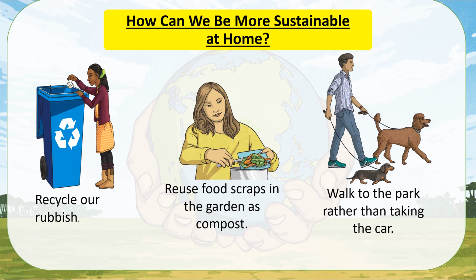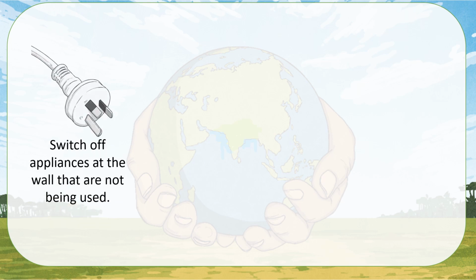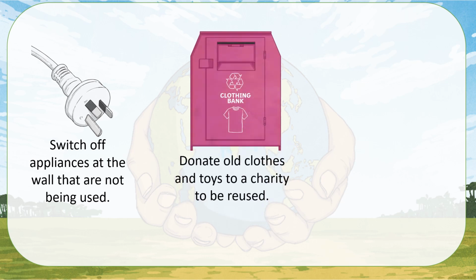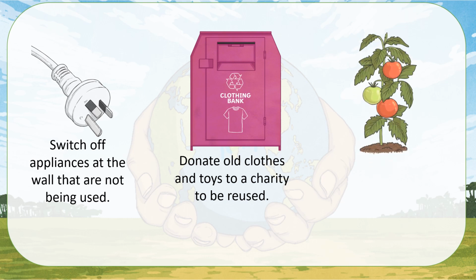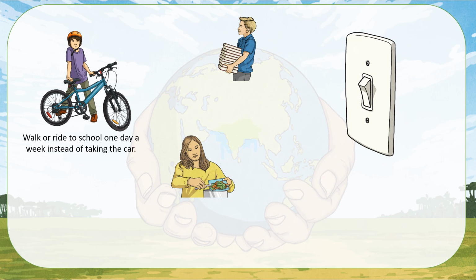Walk to the park rather than taking a car or ride. Switch off appliances that are not being used. Donate old clothes and toys to charity so that they can be reused. Grow your own vegetables in your backyard. Walk or ride to school one day a week instead of taking the car. Have a book swap, trade your old books with your friends.